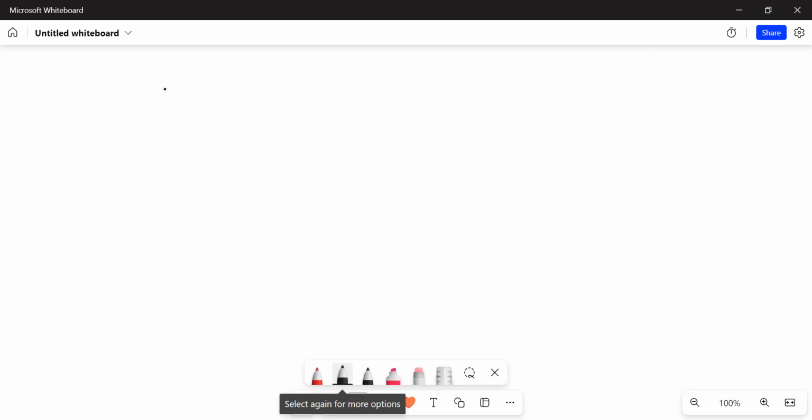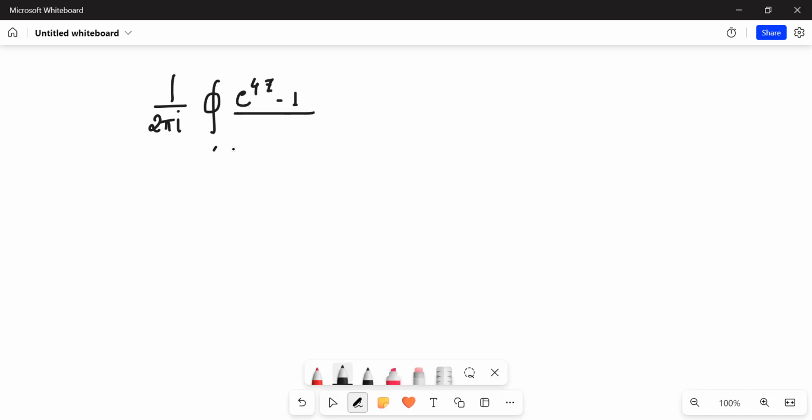Okay, so let us find the value of this integral given by 1 upon 2 pi iota, closed integral of e raised to power 4z minus 1 divided by cos hyperbolic z minus sine hyperbolic z dz. So this is what the problem was, and it was asked in NET June 2016. And let us solve this particular problem.